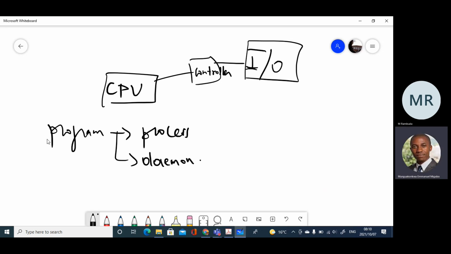Once loaded, a program becomes a process. Why do we change the naming here? Process has to do with the fact that it's running. A running program is a process, because a process in essence is a set of steps executing in a particular manner, one after the other, in a particular order. But when we say daemon, we mean this is just a special type of process, which runs in the background.